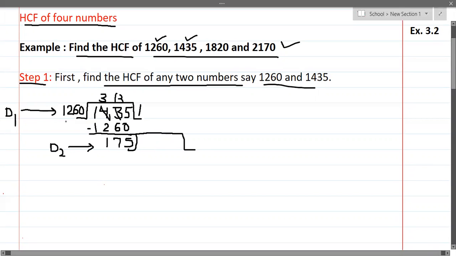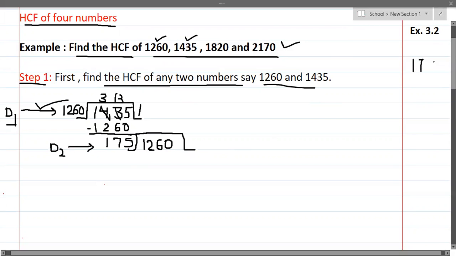Now we will copy the divisor 1 over here. Divisor 1 you have to write inside. So we will write 1260. This divisor we have to write inside. We have to write 1260 to make it a dividend, so that we can divide further, right? Now let's divide 1260 by 175.